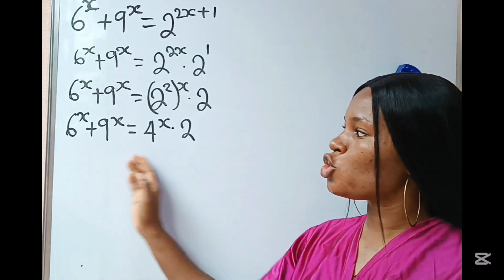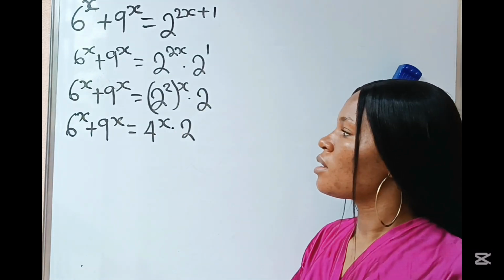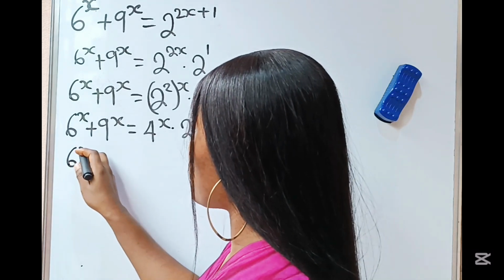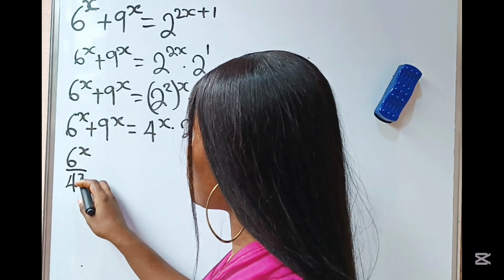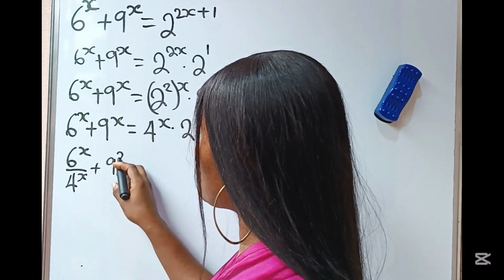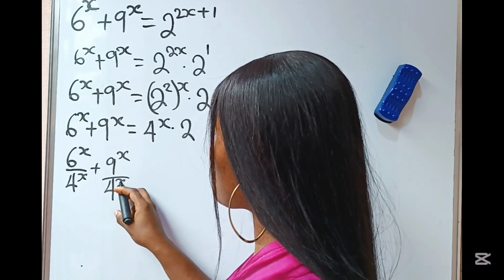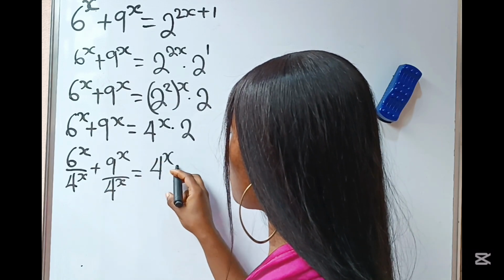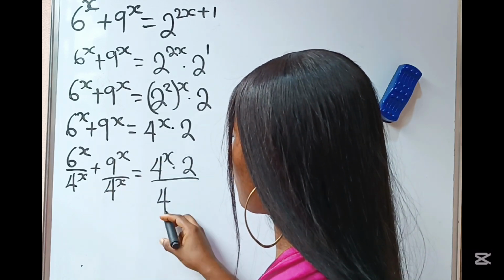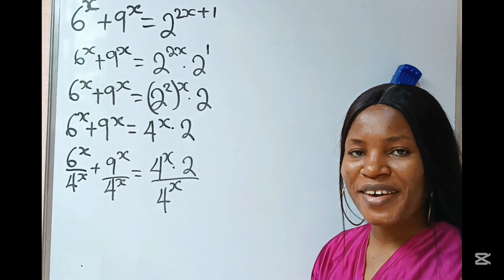Now let's divide through by 4 to the power of x. If we do that, we have 6 to the power of x divided by 4 to the power of x plus 9 to the power of x divided by 4 to the power of x is equal to 4 to the power of x multiplied by 2 divided by 4 to the power of x.